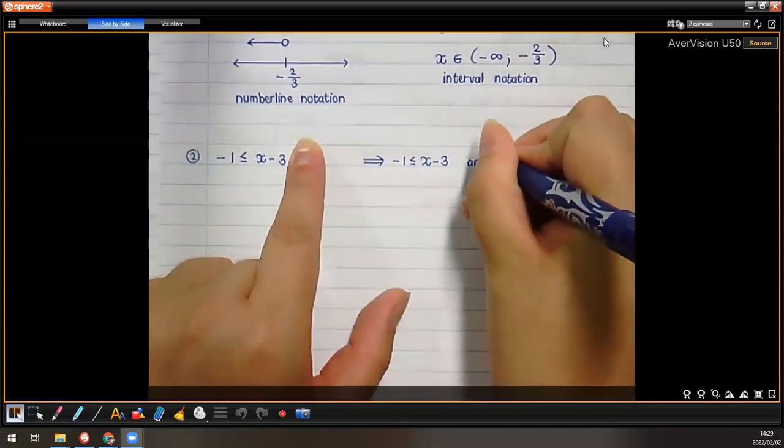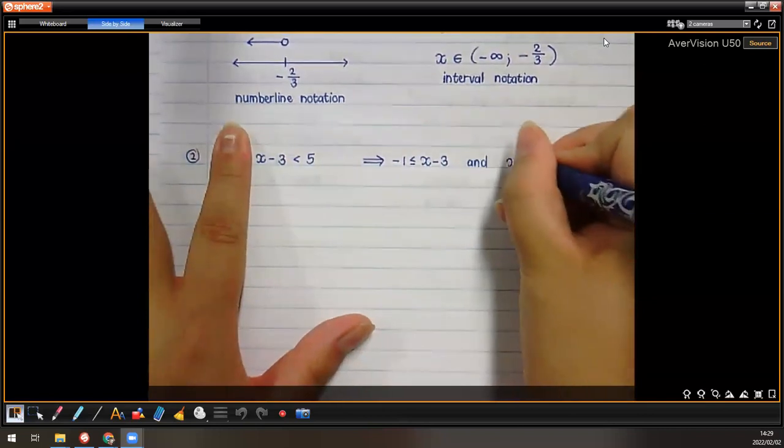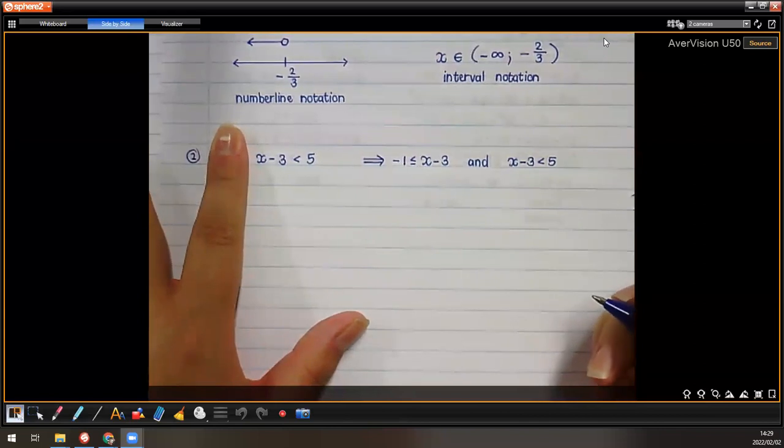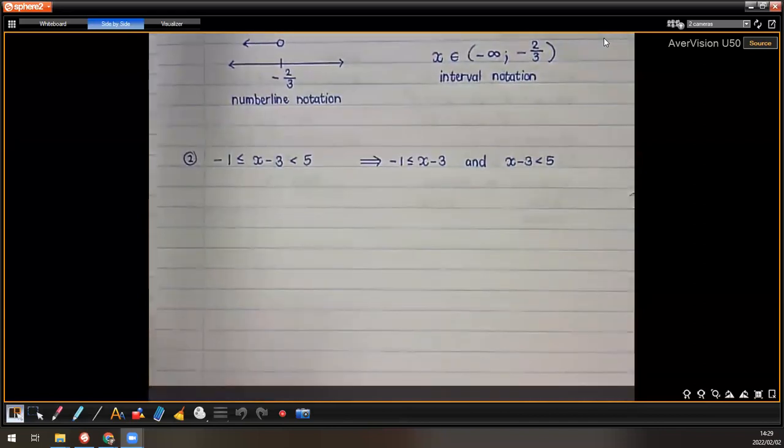And then at the same time, you could look at the other side. You could say x - 3 has to be smaller than 5. Right? When they put two inequalities together, like they have in the question, you're actually solving two at the same time. Right? You're solving the left-hand one, and then you're solving the one on the right. But you are allowed to do them at the same time.